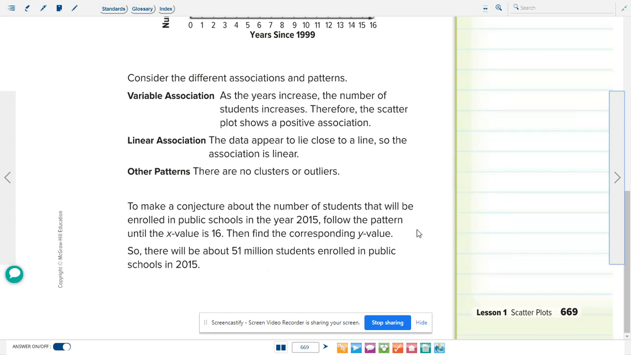So there you go. So that's how you would use a pattern that you notice on a scatter plot to help you predict the future.